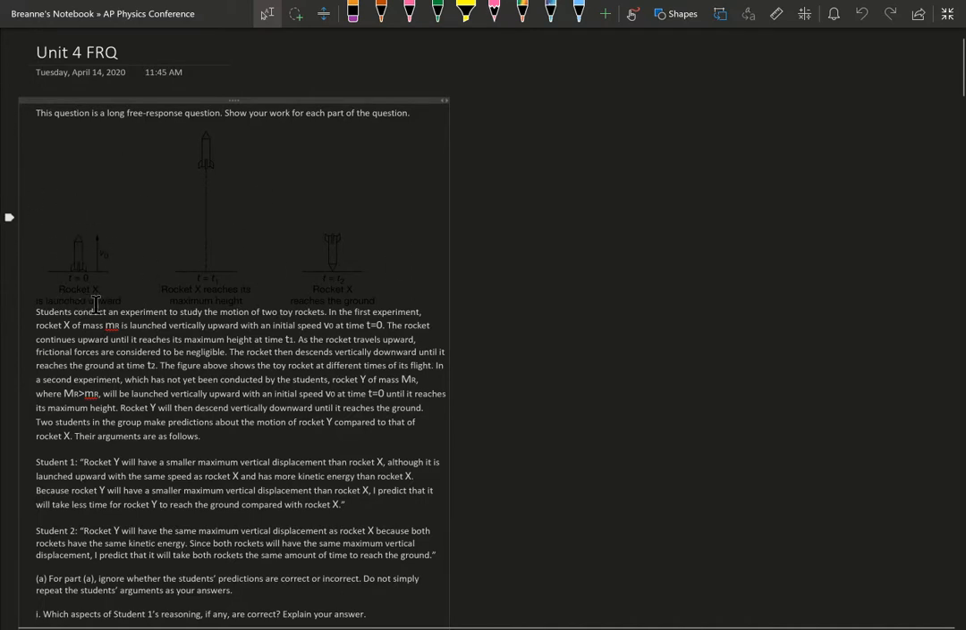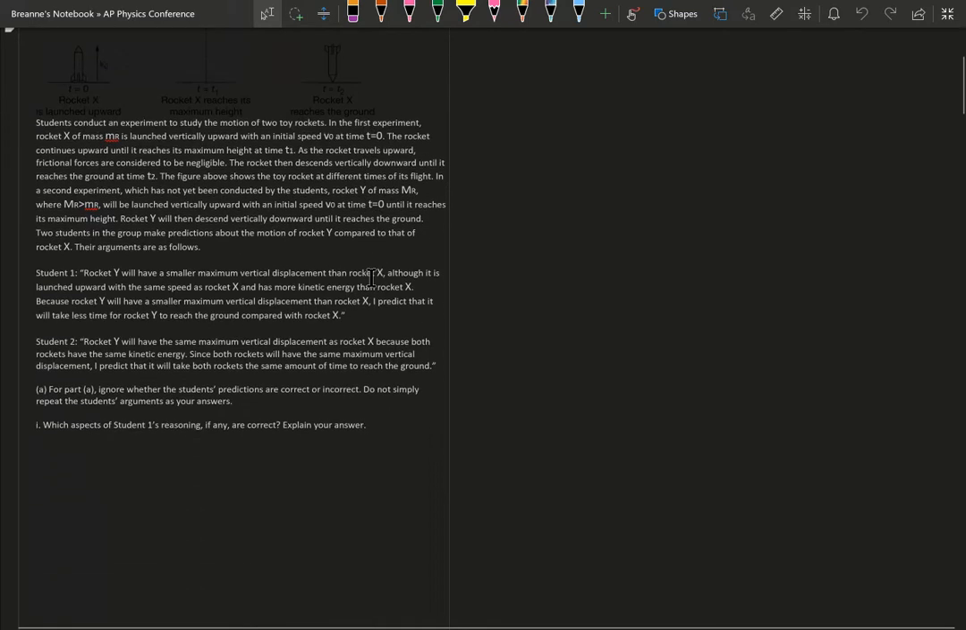Rocket X is launched upward with an initial velocity of v naught at t0. At t equals t1, the rocket X reaches the maximum height. And then at t equals t2, rocket X reaches the ground. It's upside down. So basically at 0, it gets launched. At some indeterminate time, it gets to the top. And then it turns back down and hits the ground at another indeterminate time.